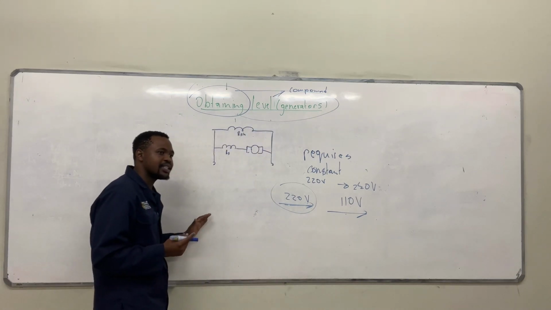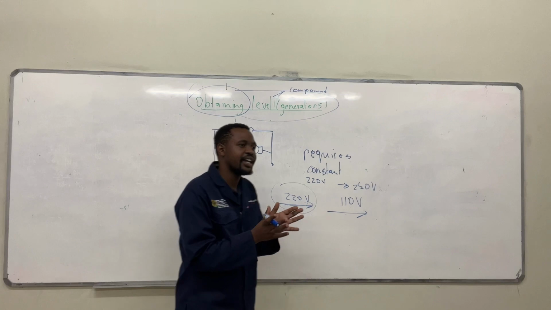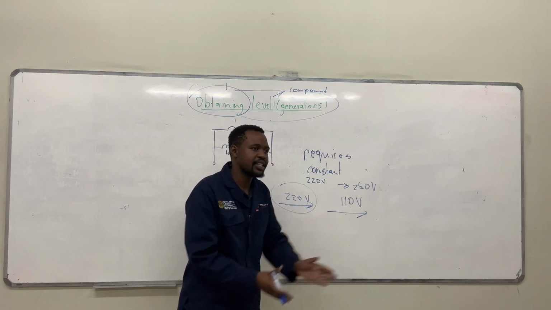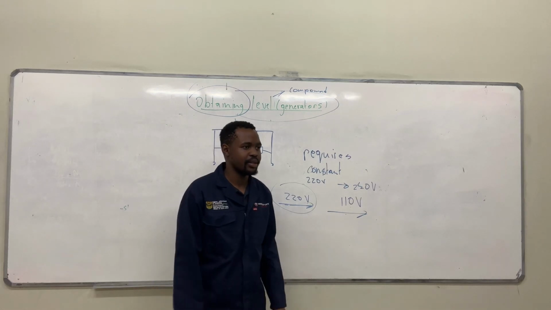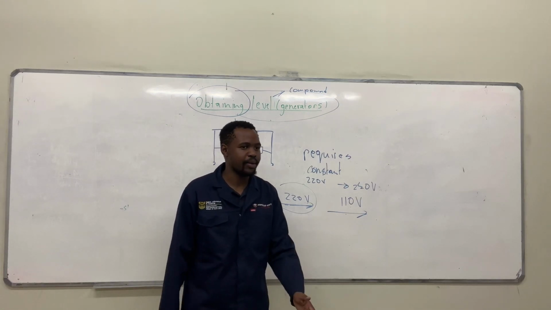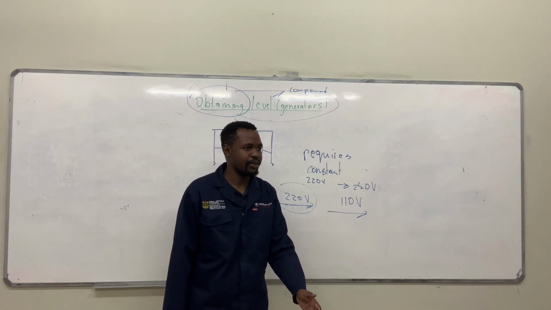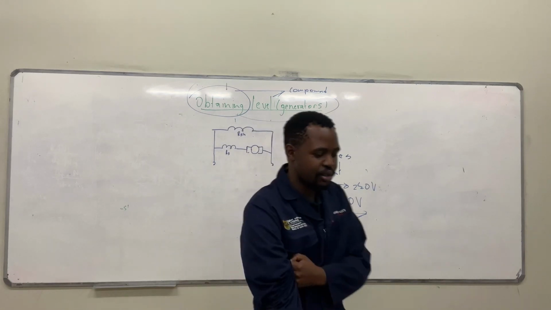Okay, so we require ke ngoku level compound for that purpose, for our compound generator to give us a constant voltage at no load and what? At full load. That is what level compounding is. Level compound. Okay, let's turn to the next page.